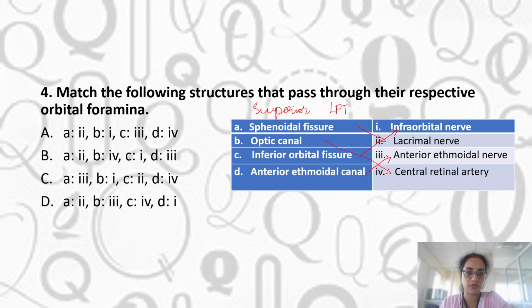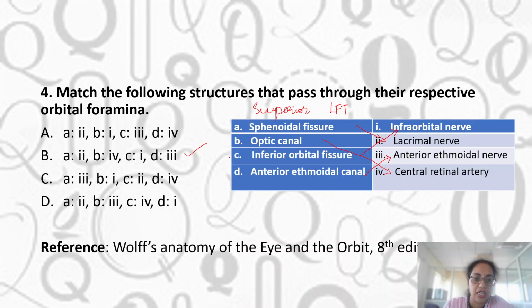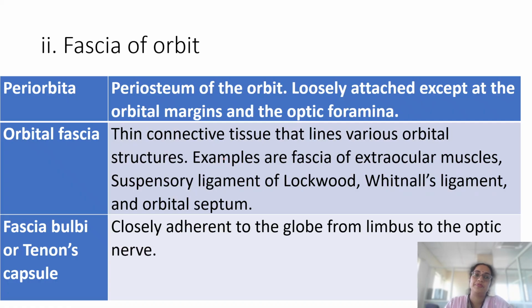So let's see which of your options is right here. A2, B4, yeah, I think this. So B is the answer here. A2, B4, C1, D3. All right. So we have the right answer here. And yeah, let's move on to the fascia of orbit.